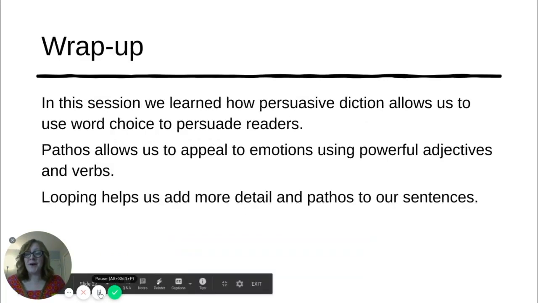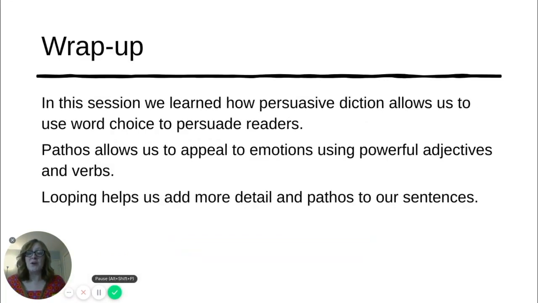Finally, to wrap up, in this section, we learned how persuasive diction allows us to use word choice to persuade our readers. We also learned that pathos allows us to appeal to emotions of our audience through the use of powerful adjectives and verbs. We also learned that looping helps us to add more detail and pathos to our sentences within paragraphs and argumentative writing.